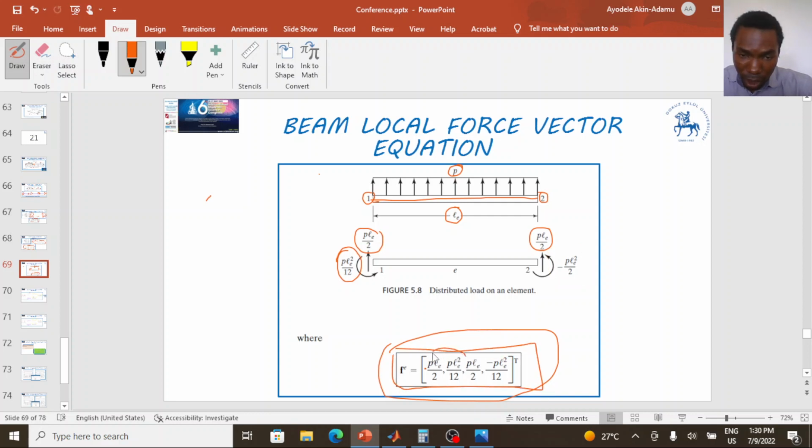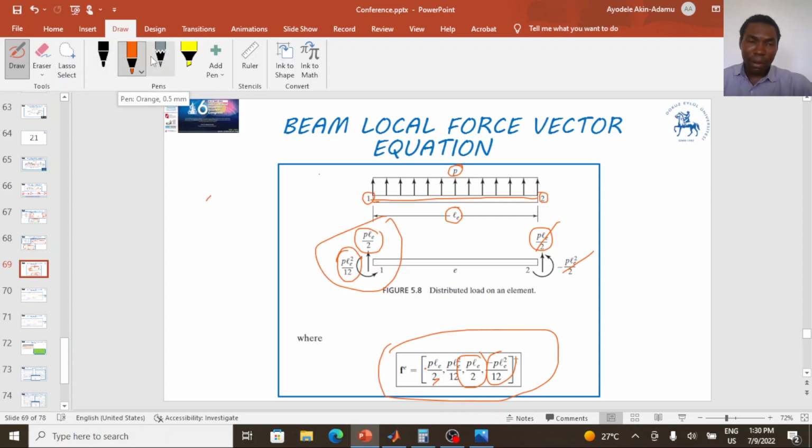The first two is the effective nodal load at the start node. Say this is the start node, node 1. So this PLE divided by 2 is the first component. The PLE squared divided by 12 is our second component. The third and fourth part of the force vector is the component of the end node, that is node 2. The PLE over 2 is this value here, and this is this value here.